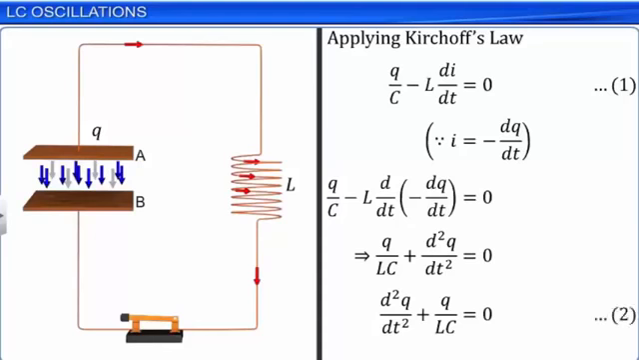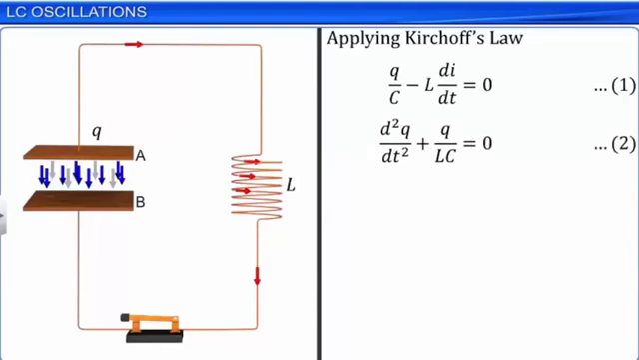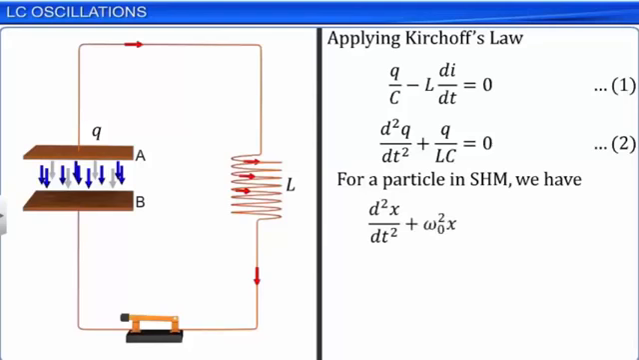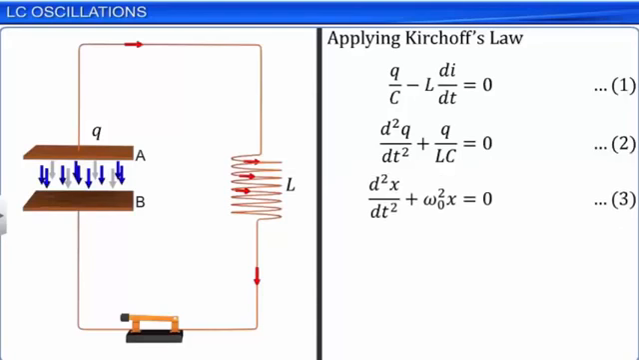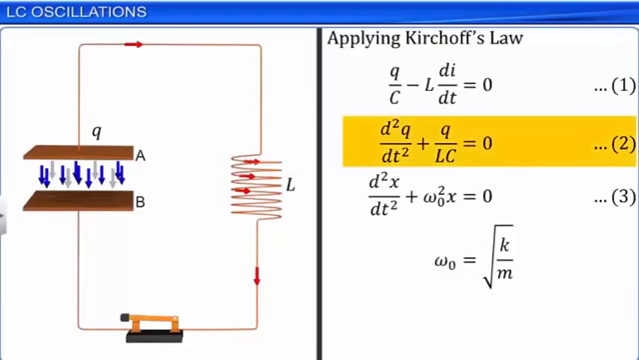We learnt earlier that the equation of motion for a particle of mass m in simple harmonic motion along the x-axis with a natural angular frequency omega naught is d square x by dt square plus omega naught square x is equal to 0. Let this be equation 3. Here, the natural angular frequency omega naught is equal to the square root of k by m, where k is the force constant for simple harmonic motion. Equation 2 is observed to be similar to equation 3. Comparing equations 2 and 3, we have the natural frequency omega naught of LC oscillations in the circuit equal to 1 by square root of LC.